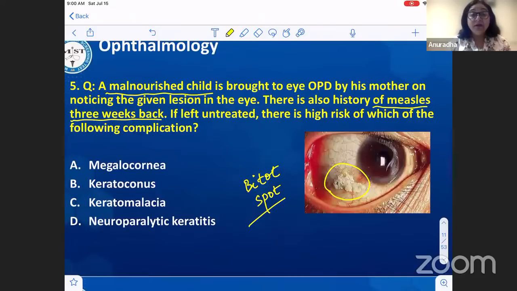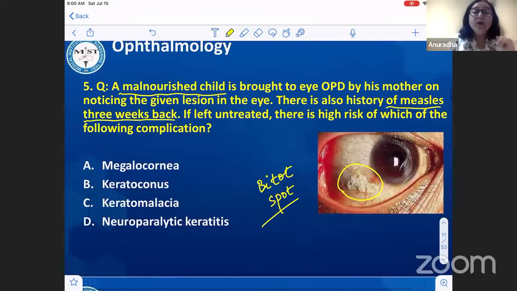And if you do not supplement the vitamin A at this point of time, this can progress to keratomalacia. Keratomalacia, choice C, is the answer, because that's the stage which can lead to blindness in a child. Of course it is not megalocornea, which is a big size of the cornea, and has nothing to do with vitamin A deficiency. Keratoconus is a disease in which the cornea becomes conical. That is not related to nutritional deficiency.